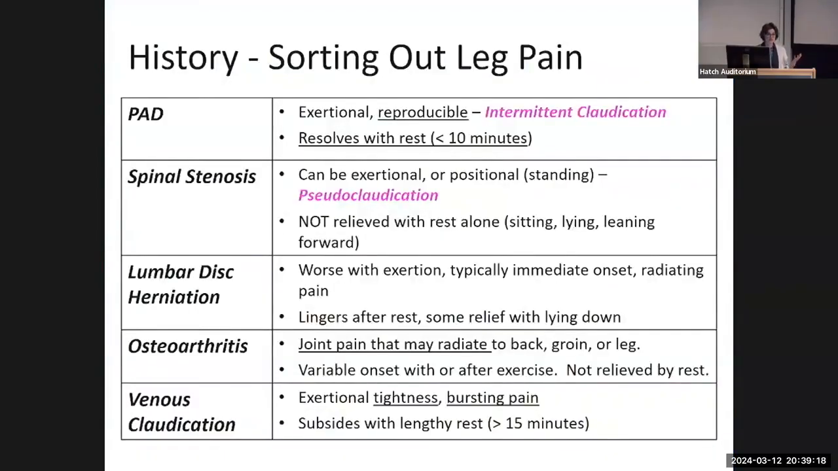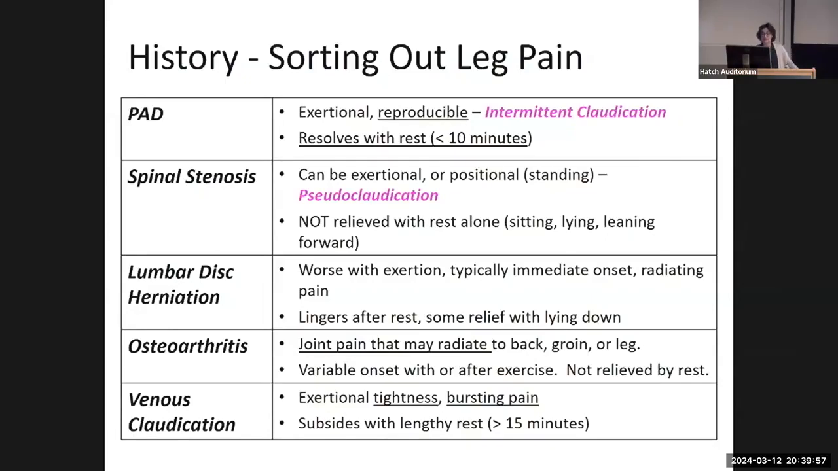So like most things, we start with the history, right? So PAD traditionally is described as exertional and reproducible pain. That's intermittent claudication, and it resolves with rest in less than 10 minutes. Spinal stenosis is the great mimicker, and for that reason, pain related to it is called pseudoclaudication. It can be exertional or positional, often with just standing alone, and it's not relieved by rest alone often. Patients will need to sit down, lie down, lean forward to relieve their pain. Lumbar disc herniation is worse with exertion, but tends to linger after rest with some relief after lying down.